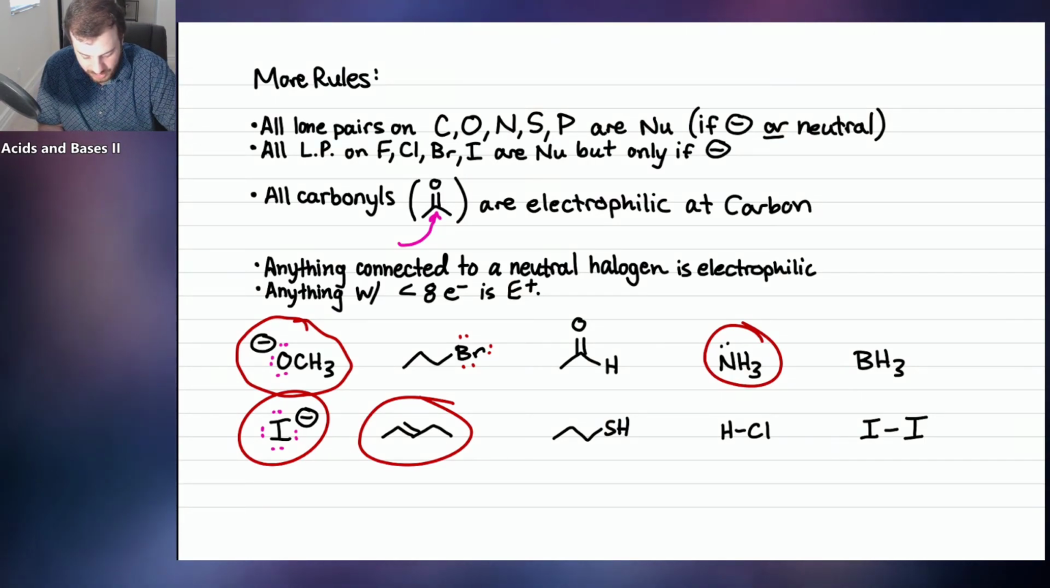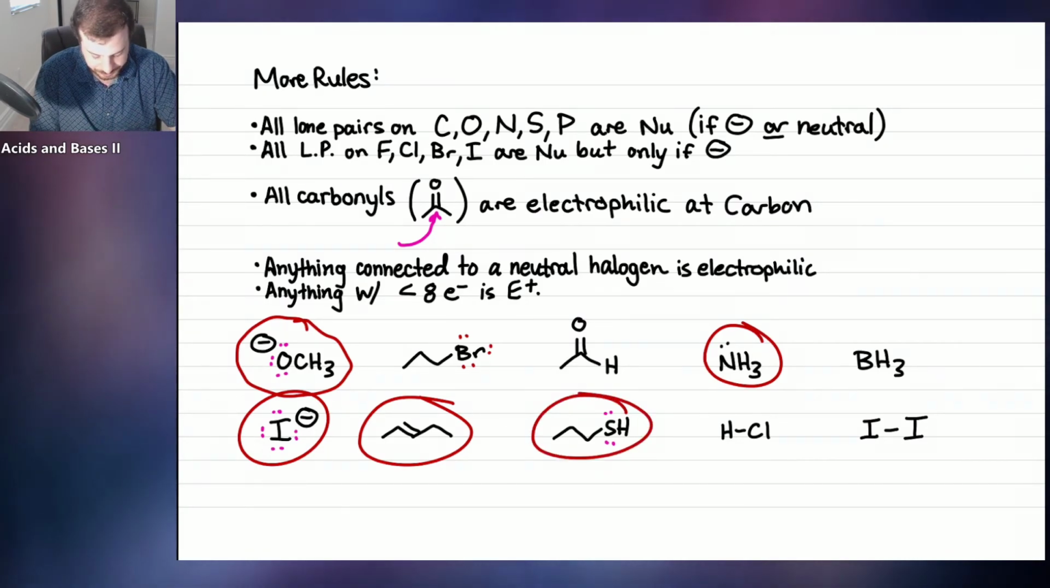We have a thiol. There is lone pairs on the sulfur. We know that lone pairs on sulfur are nucleophilic, whether negative or neutral. In this case, the sulfur is neutral. No charge shown, but it is still nucleophilic. So we'll go ahead and circle that. HCl, anything connected to a neutral halogen, that's an electrophile. We're not going to circle that. And the last one, again, we have anything connected to a neutral halogen, that's electrophilic, so that's also an electrophile.